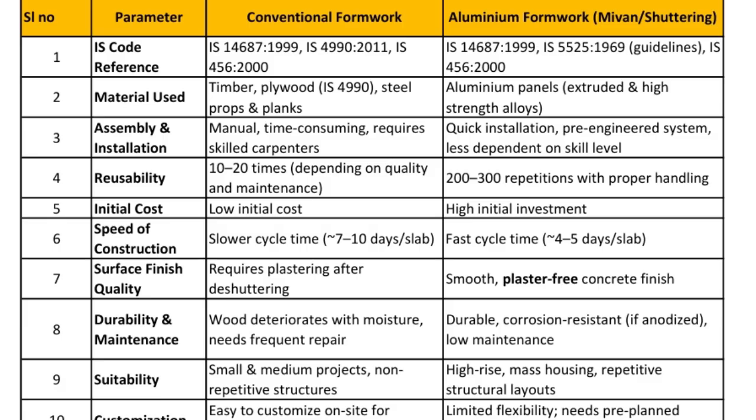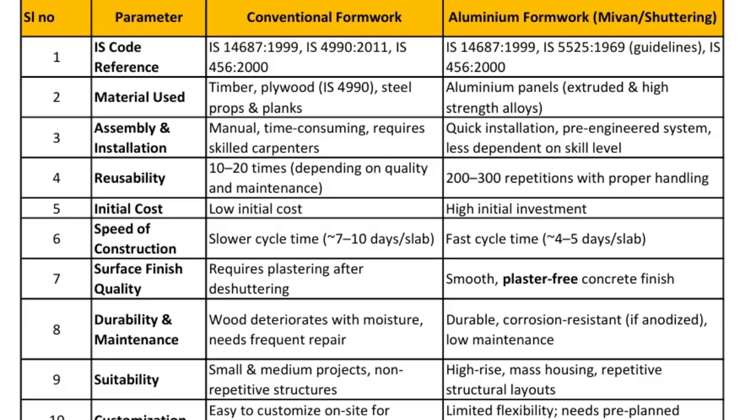And durability and maintenance. Wood deteriorates with moisture, needs frequent repair, or sometimes after 10 to 12 uses it needs to be discarded and you have to use new wood. But aluminum formwork is durable, corrosion resistant, and low maintenance. Here also we need maintenance: you need to clean the formwork, you need to use the form release agent, you need to keep it properly. Storing is also important, otherwise it gets damaged.